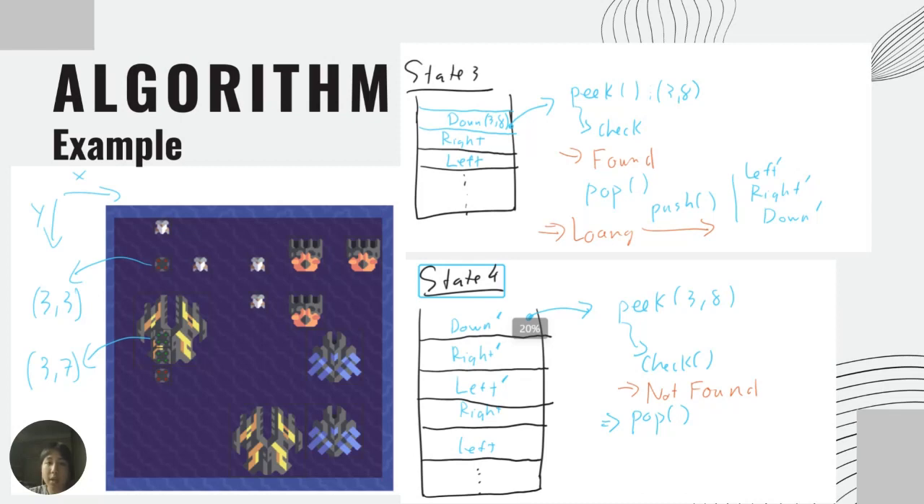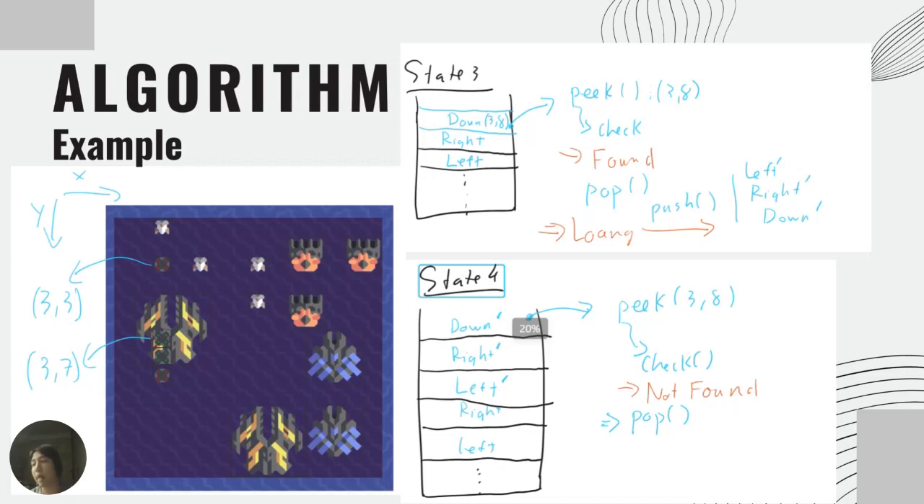Continue. We pick the 3, 8 out. We check. We found a ship here, so we pop it out. Then we use the flood fill idea to push the left, right, and down points. Next is state 4. On the top, we pick out the down point, which is 3, 9. We check, we do not find a ship, then we pop. So we will continue with another point until this stack is empty. So we can find all the ships that can be in this map.